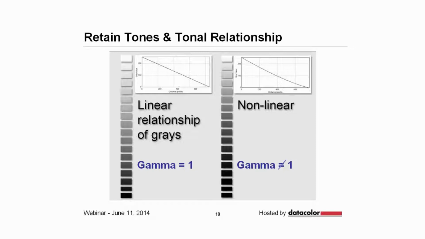In other words, all the tones are in a linear relationship with each other, and that relationship is preserved. You can see on the step wedge on the left that you have increments of gray tones going from dark to light at the top, and on the right you can see that it's nonlinear, and now you have a lot more blacker tones toward the bottom and the lighter tones toward the top, and you've lost that linear relationship. That relationship is assigned by gamma, and a gamma of 1 ensures that you have a linear relationship. Any gamma that isn't 1 means you have now made a nonlinear relationship.